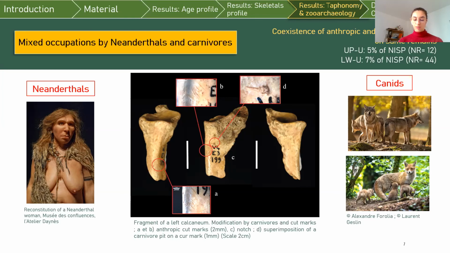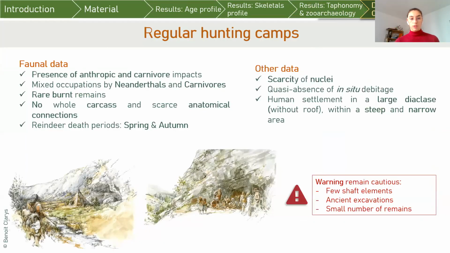Both anthropic and carnivore marks are visible on 5% of the reindeer remains for the upper unit and 7% for the lower. On one remain, sequencing revealed the anteriority of anthropogenic impacts. To conclude, we are dealing with a site in a steppe era with both strong anthropic impacts and a close and mixed occupation with carnivores, probably canids, over time.